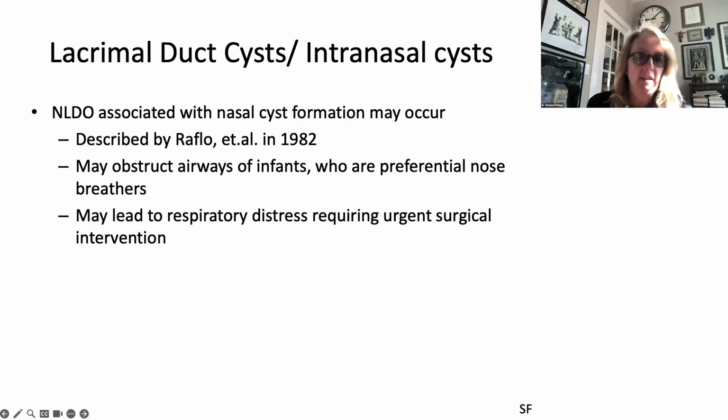Nasolacrimal duct obstruction associated with these cysts was described by Rafflo in 1982, which is quite interesting because obviously these have been occurring since the beginning of time, but no one really described it until 1982. We have to remember that small children are preferential nose breathers. So if they have large cysts obstructing their nasal passageways, this becomes quite concerning. It can lead to respiratory distress and need urgent surgical intervention.